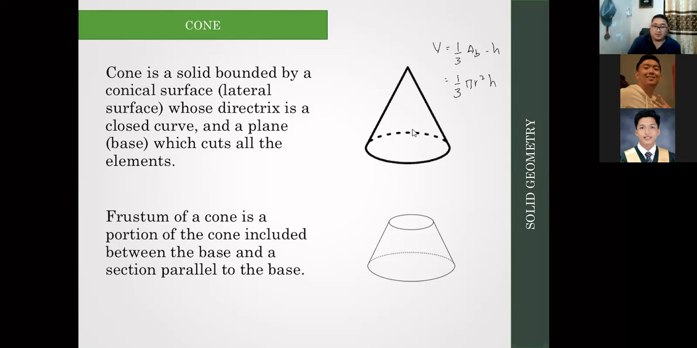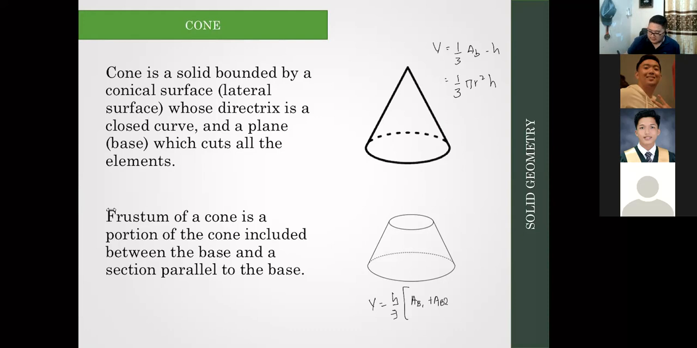Okay? That's for the cone. Then for the frustum, we also have a formula, and the general formula is given by h over 3 times area of base 1 plus area of base 2 plus square root of area of base 1 times area of base 2. So this is 1, this is 2. So this is AB1, this is AB2. Okay? Just get the areas of our bases, then follow the formula. We can get the volume of the frustum.